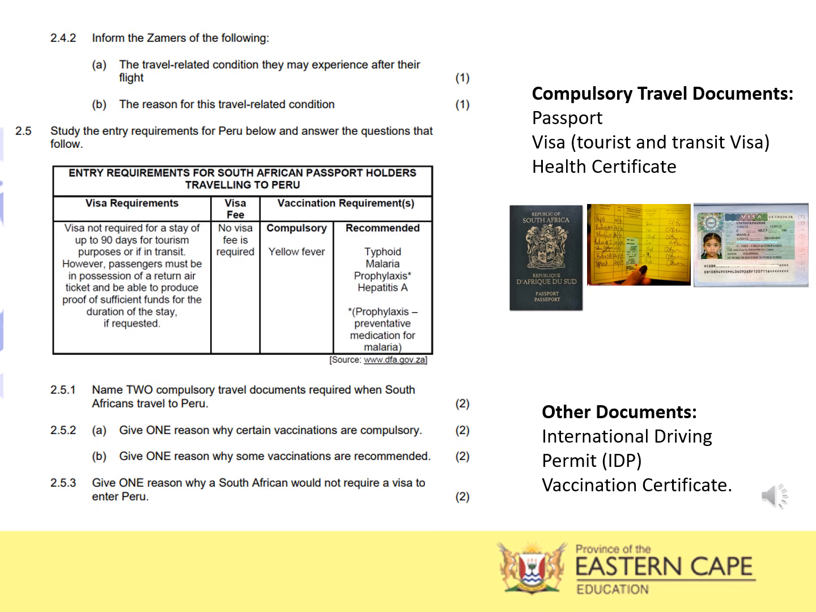2.5.2, this question asks you to differentiate between a recommended and a compulsory vaccination, also a question that comes up often. 2.3.1 is another example of a paragraph question. It is good to practice old papers.